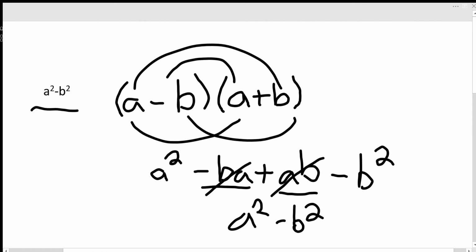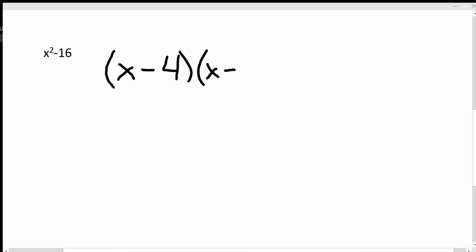So let's look at an example of factoring a difference of squares. So we can see here we have x squared minus 16. You know that x squared is a perfect square because it's just x times x. We know that 16 is a perfect square because it's just 4 times 4. So when we factor this out, it's quite simple. We'll just have x minus 4 multiplied by x plus 4.